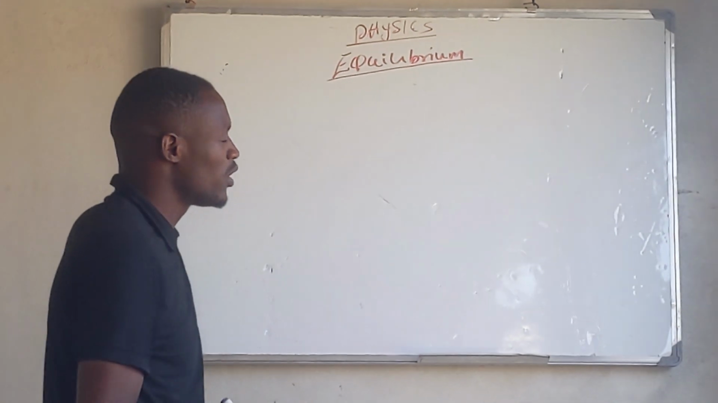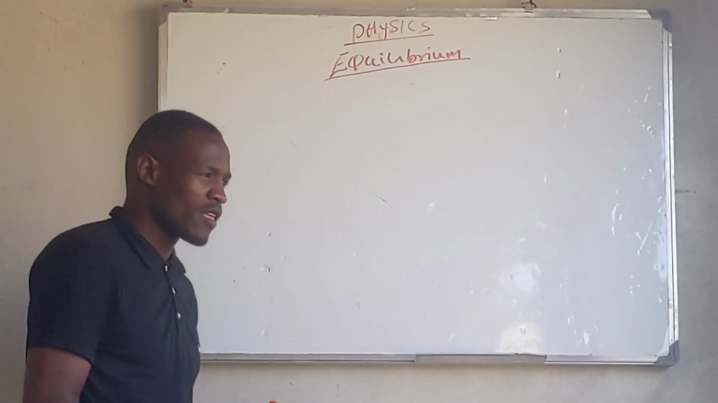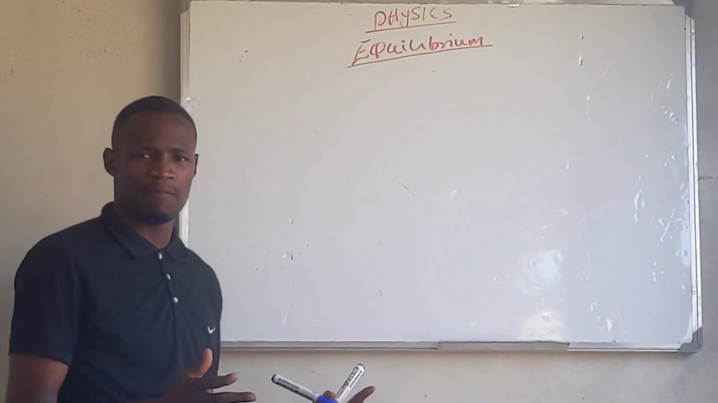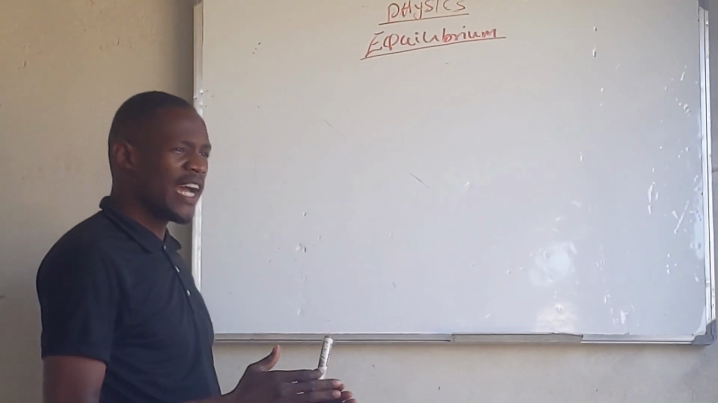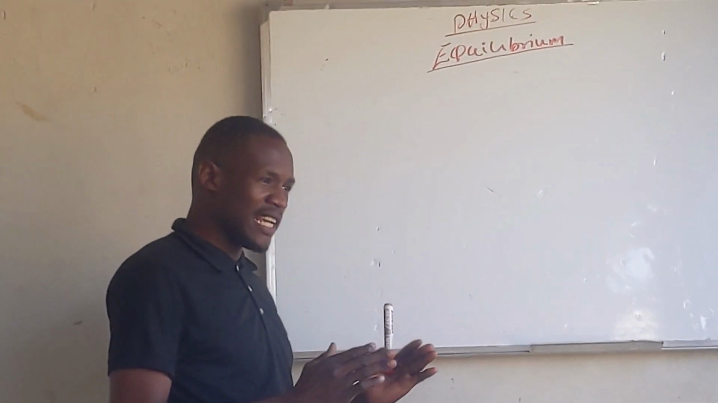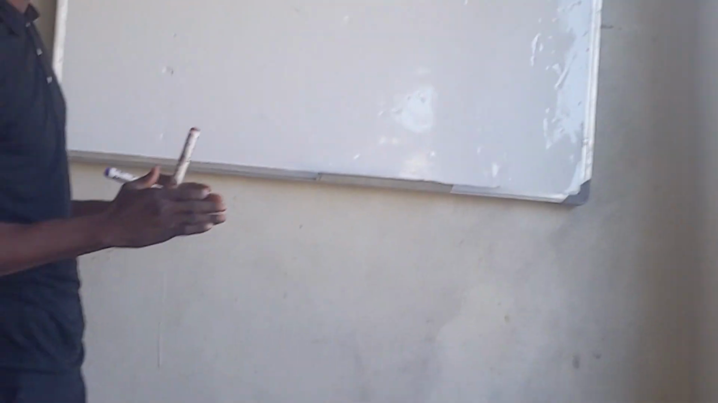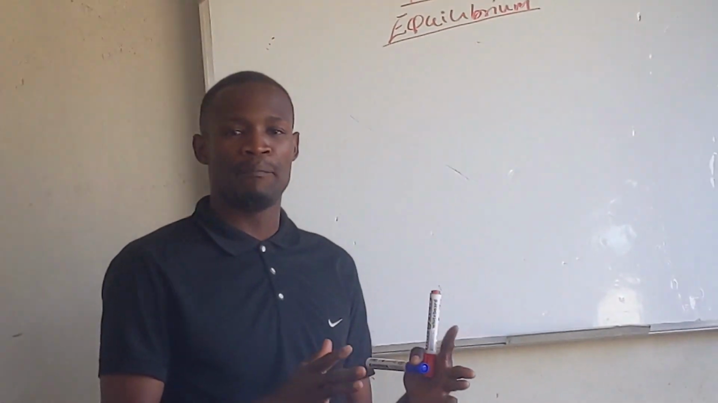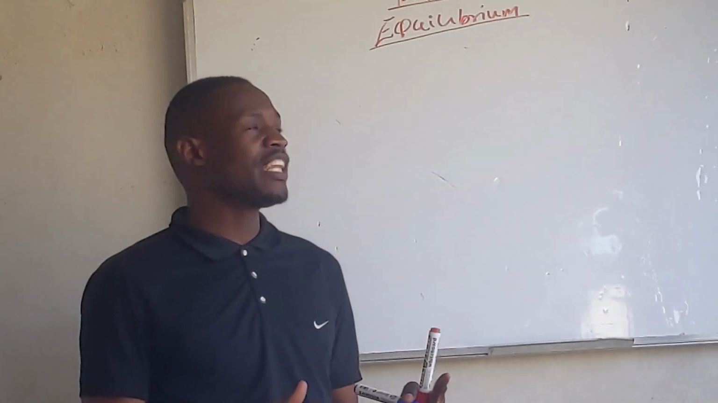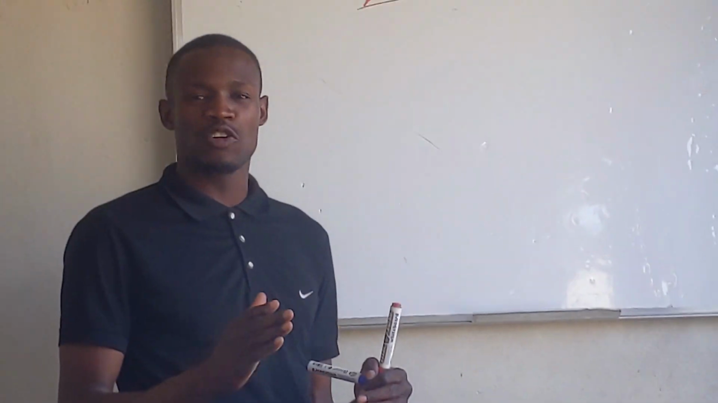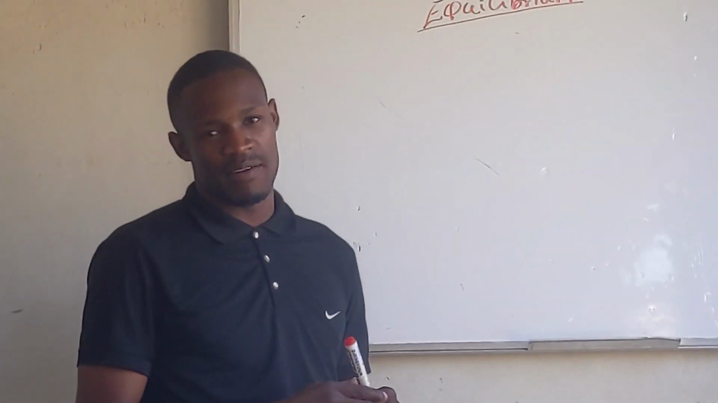Let's dive into equilibrium. Now, what do we mean when we say equilibrium? What we mean when we are talking about equilibrium is a situation where we have an object, and that object has got forces which are balanced. Then we are going to say that object is at equilibrium.